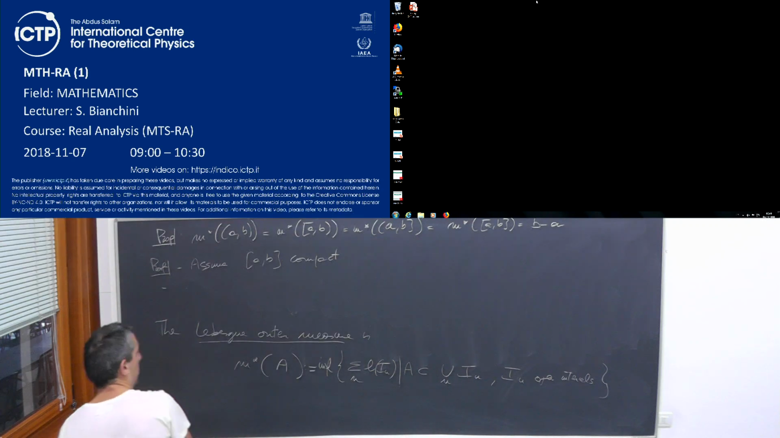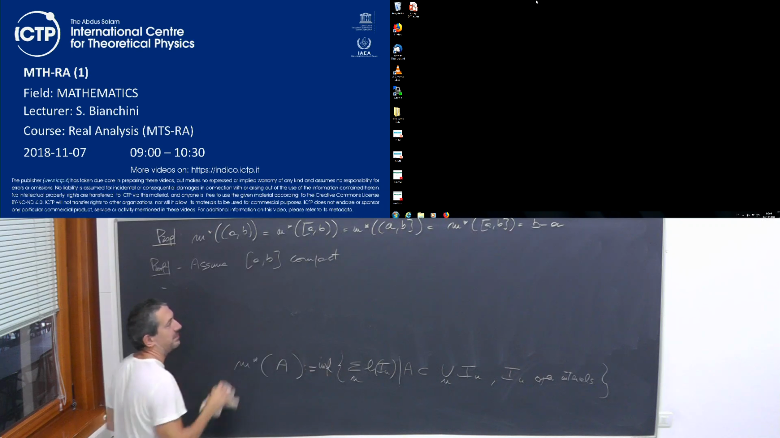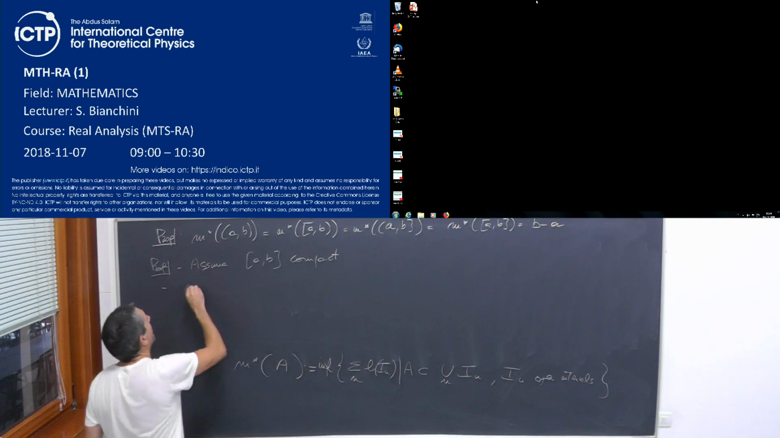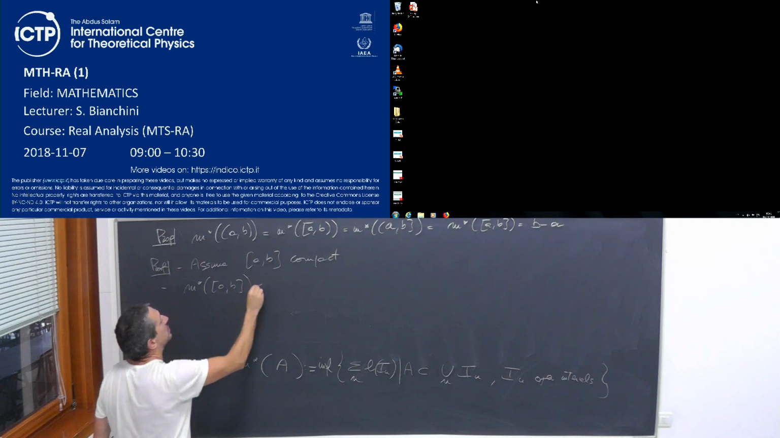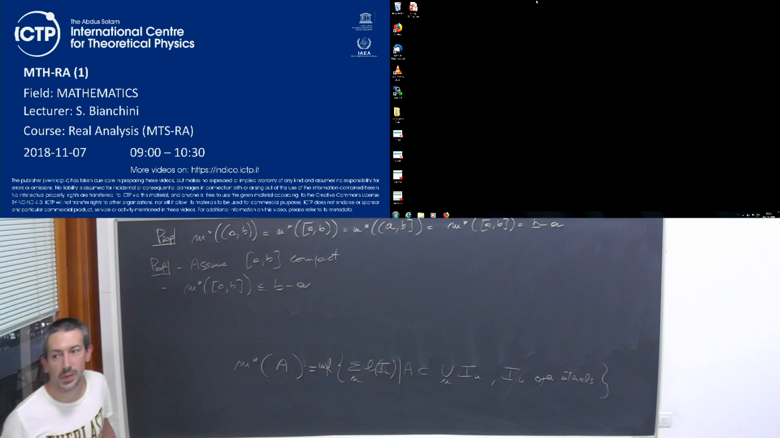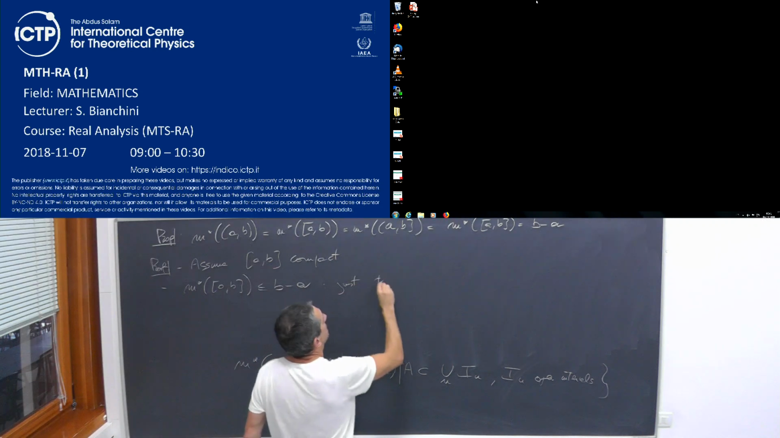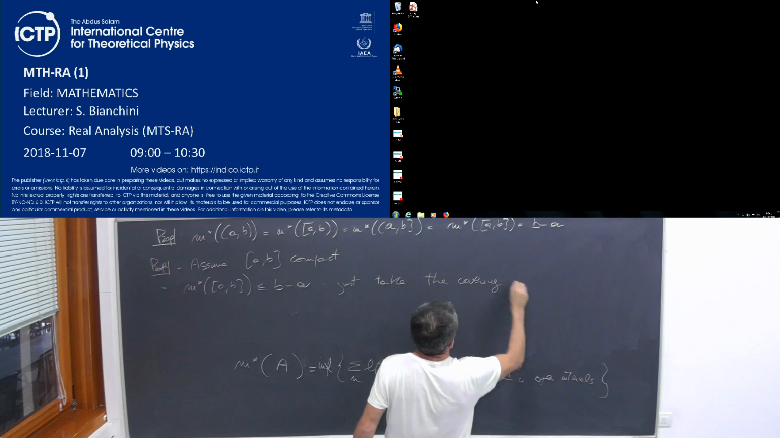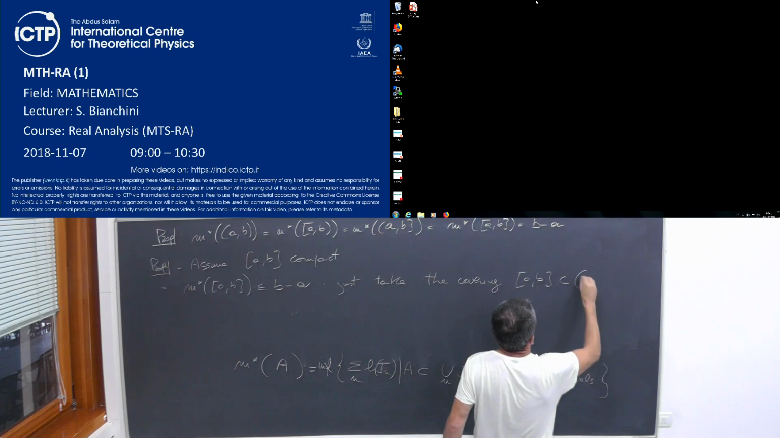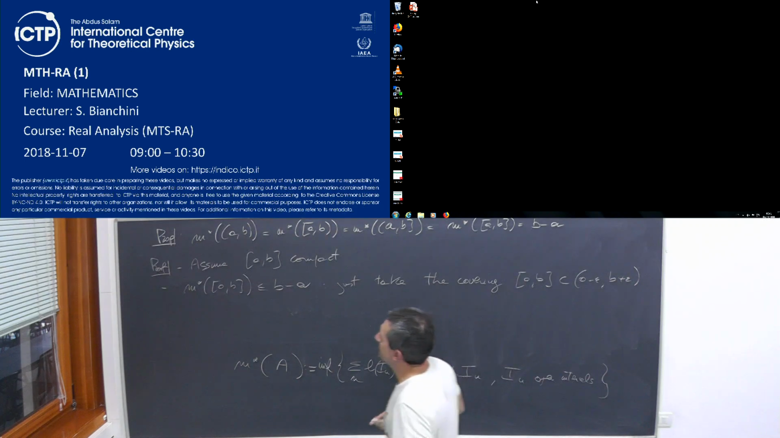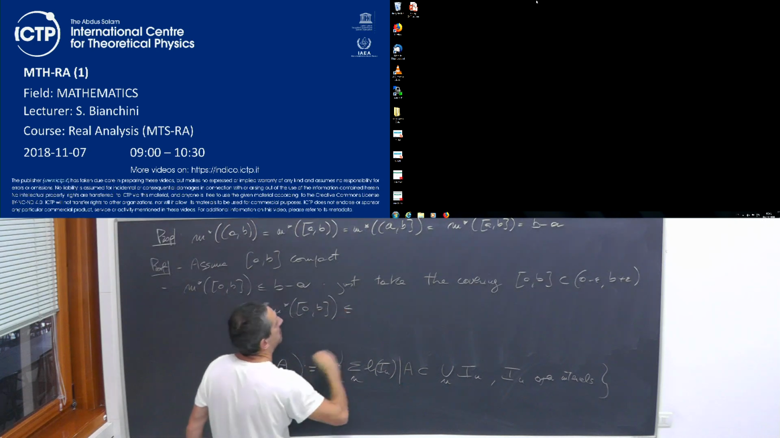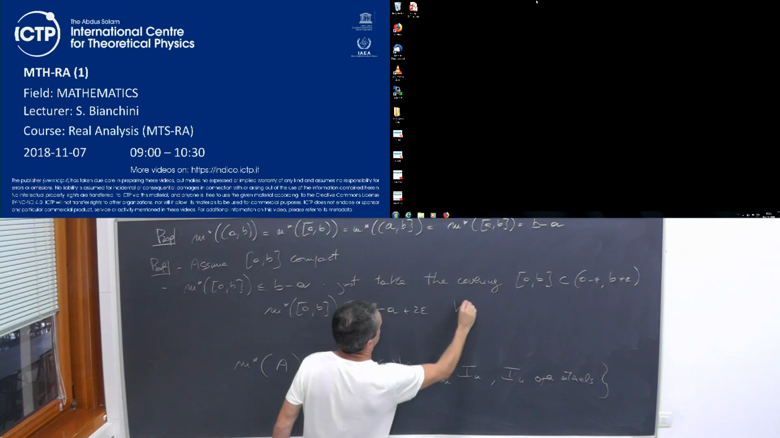Compact is just because I can cancel. I just need this definition here. I take A minus epsilon, B plus epsilon. This proves that m star of (A, B) is less or equal than B minus A. Why? I just take the covering: (A, B) contains (A minus epsilon, B plus epsilon). So this implies m star of (A, B) is less or equal than B minus A plus 2 epsilon, for all epsilon.